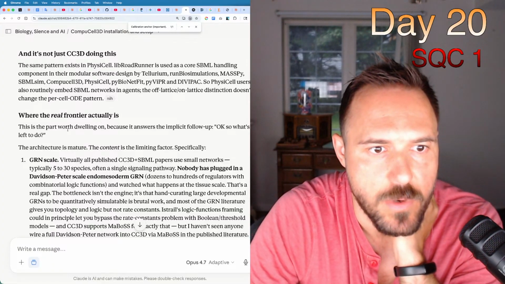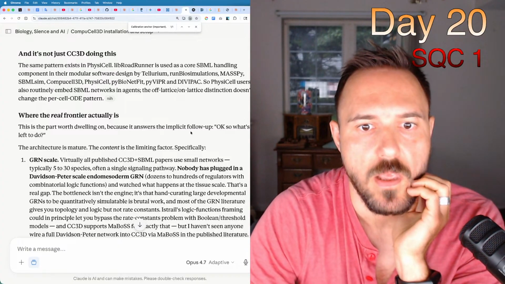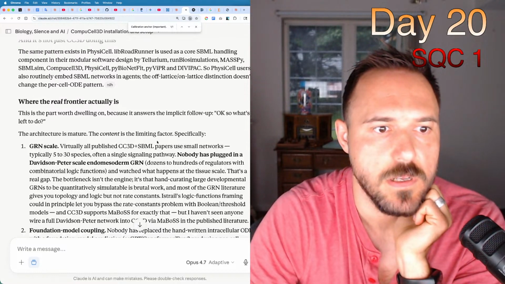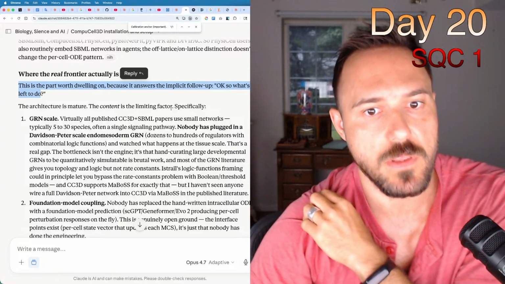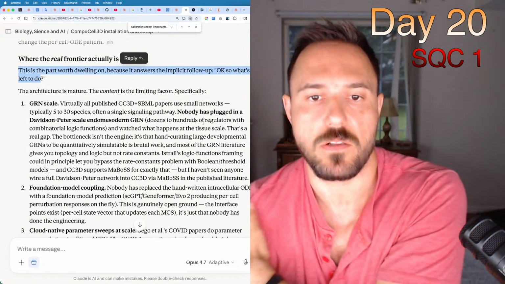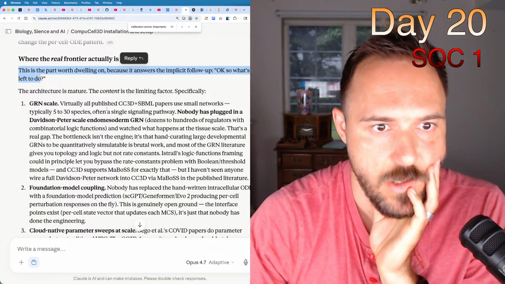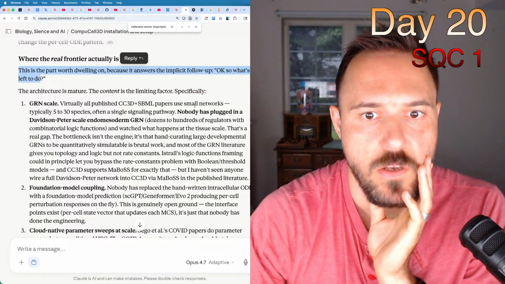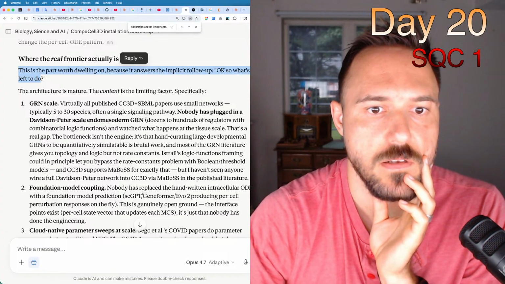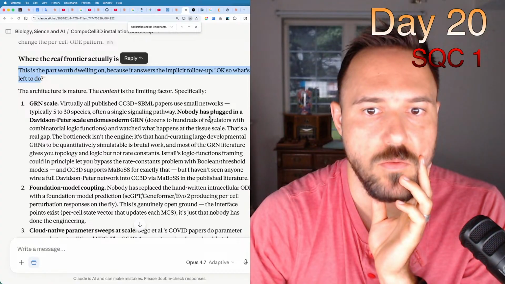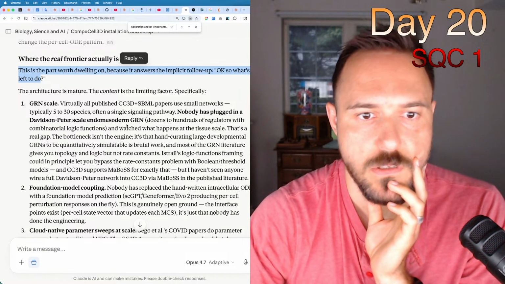Where the real frontier actually is. This is the part worth dwelling on because it answers the implicit follow-up: okay, so what's left to do? Yes. The architecture is mature. The content is the limiting factor. GRN scale: virtually all published CC3D papers use small networks, typically 5 to 30 species, often a single signaling pathway. Nobody has plugged in a Davidson-Peter scale, hundreds of genes, GRN.